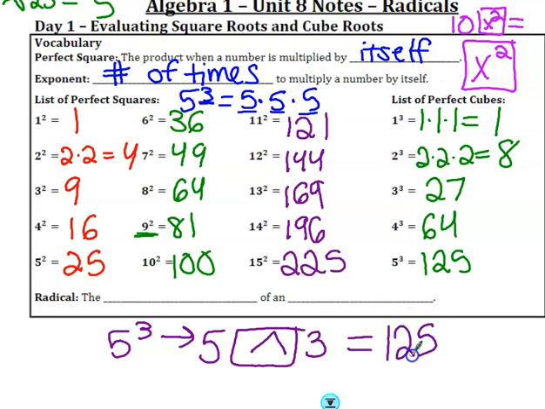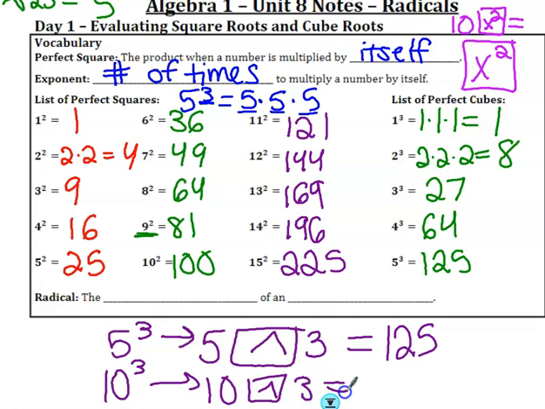You could do that with any of them. You could do 10 to the third. So that would be 10, upside down V, to the third, and then you should get 1,000. Again, if your calculator doesn't do that, you could do 10 times 10 times 10. It would give you that same answer.